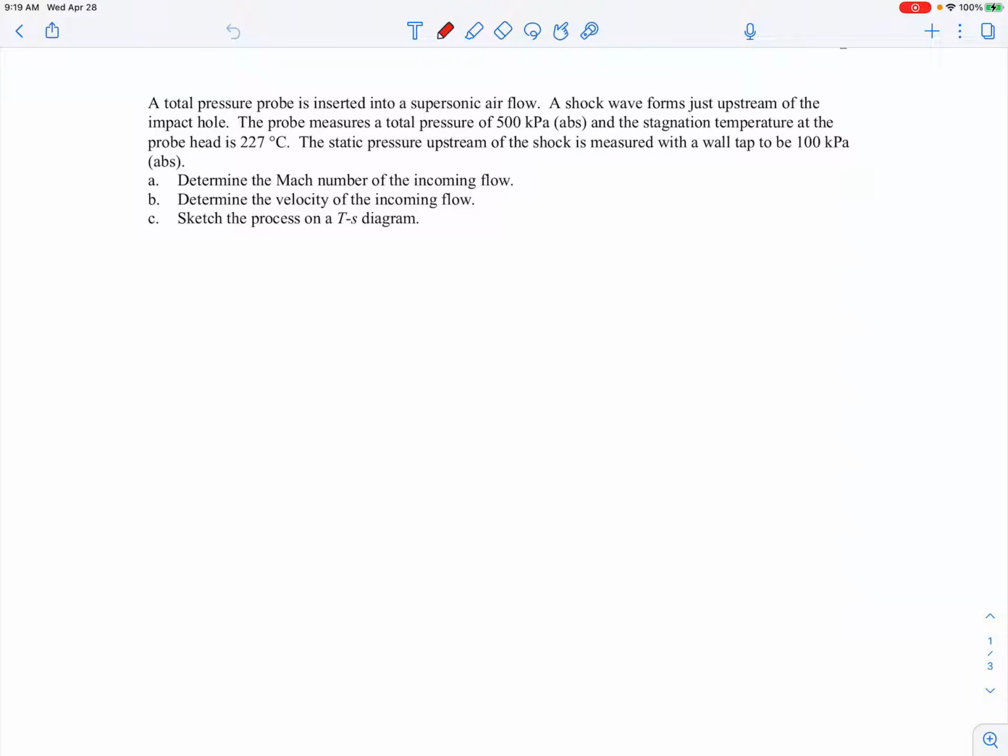In this example, we're told we have a total pressure probe inserted into a supersonic airflow. So we'll draw that like this. This is our total pressure probe. It measures the stagnation or total pressure, and the upstream flow is supersonic.